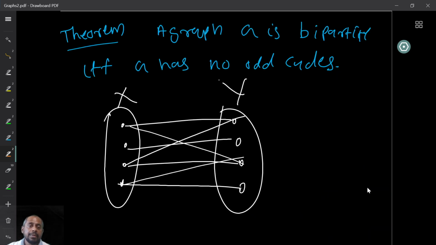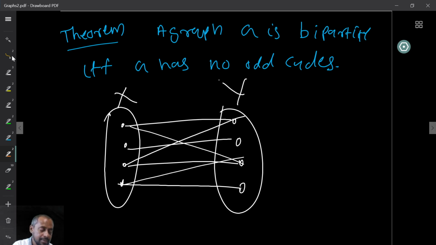Now, a very important theorem: a graph G is bipartite if and only if G contains no odd cycles. No cycles of odd length. So all the cycles in G, if there are any, must be of even length. Now, how do you prove this? Well, one direction is immediate. Suppose the graph is bipartite, then it cannot contain any odd cycle.